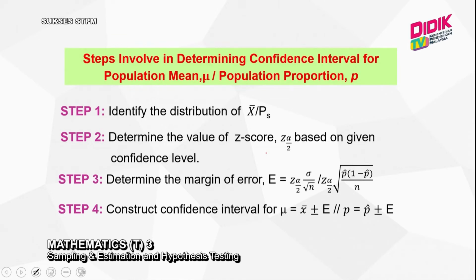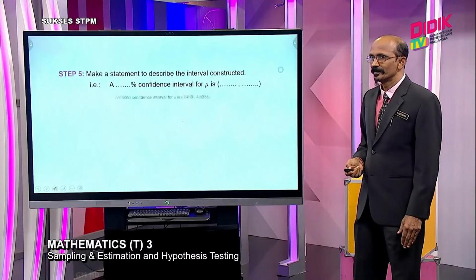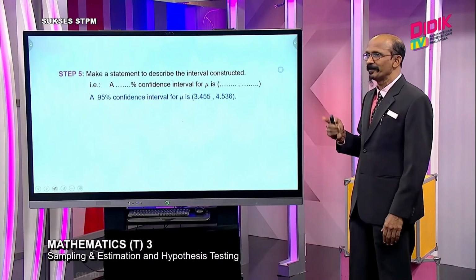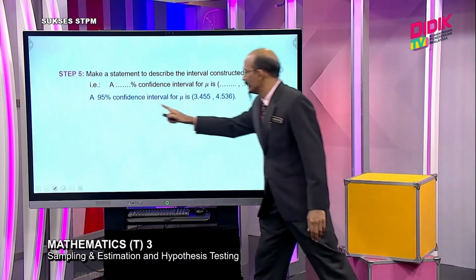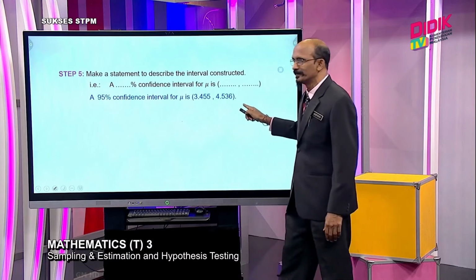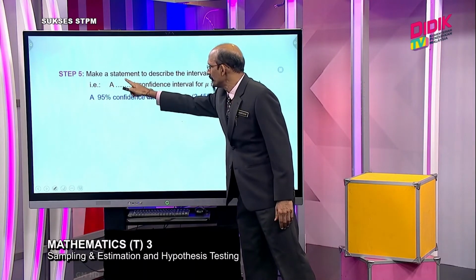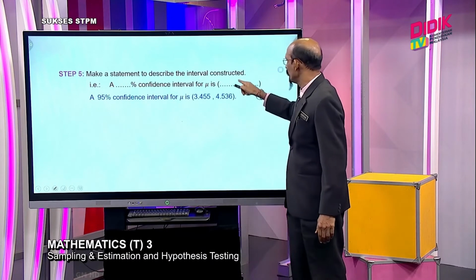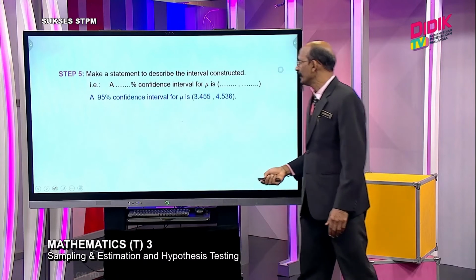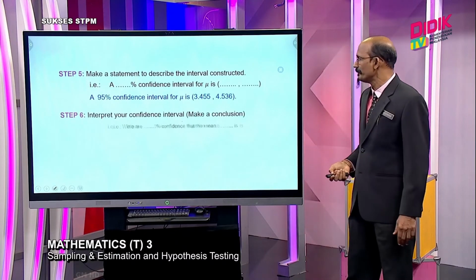Then step 5, we have to make a statement. So how to make the statement is like that. For example, let's say that one is 95% confident. So you have to write a 95% confidence interval for mu is this one. That means the standard wording is like this. You just have to fill up your confidence level here and then your value here. So easier for students to remember. And then interpret your interval. Interpret means we are making a conclusion.